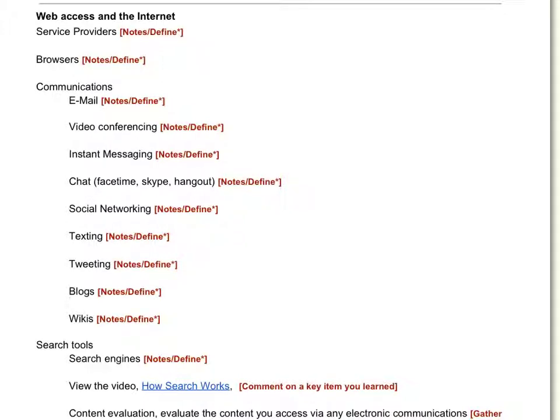Introduction to Computers. This is Unit 2, and we're talking about web access and the Internet. First of all, we'll talk about service providers.